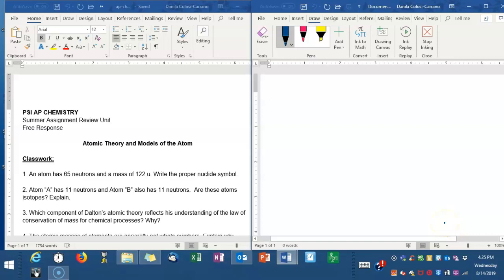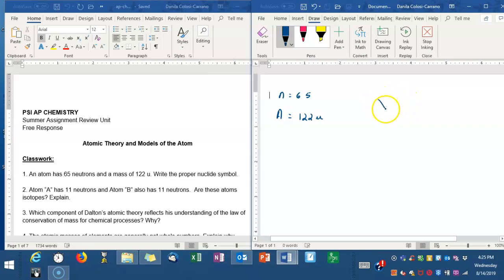Next packet is the free response one. Question number 1 says an atom has 65 neutrons, so N is 65, and the mass, and you know that the atomic mass usually is identified with a capital A, so a mass of 122 units. Which one is the proper nuclide symbol?